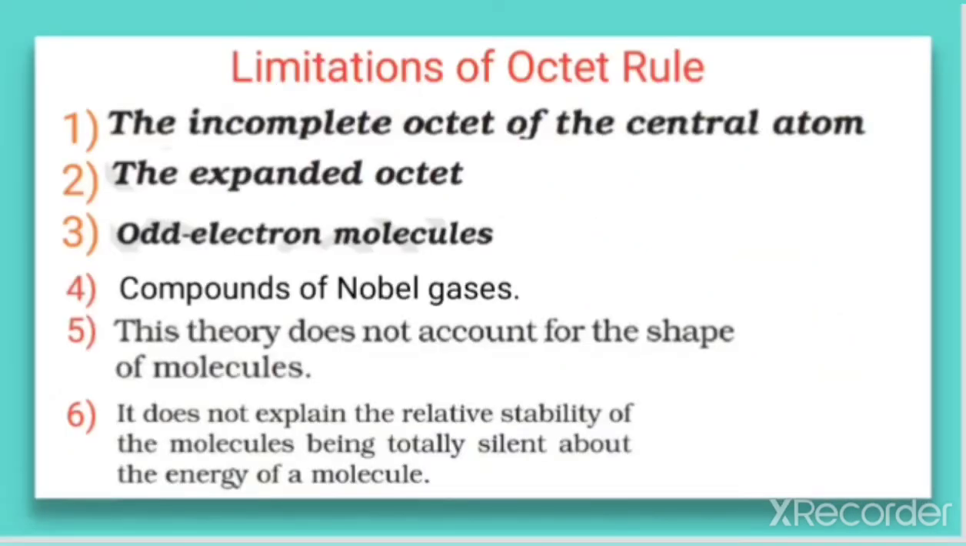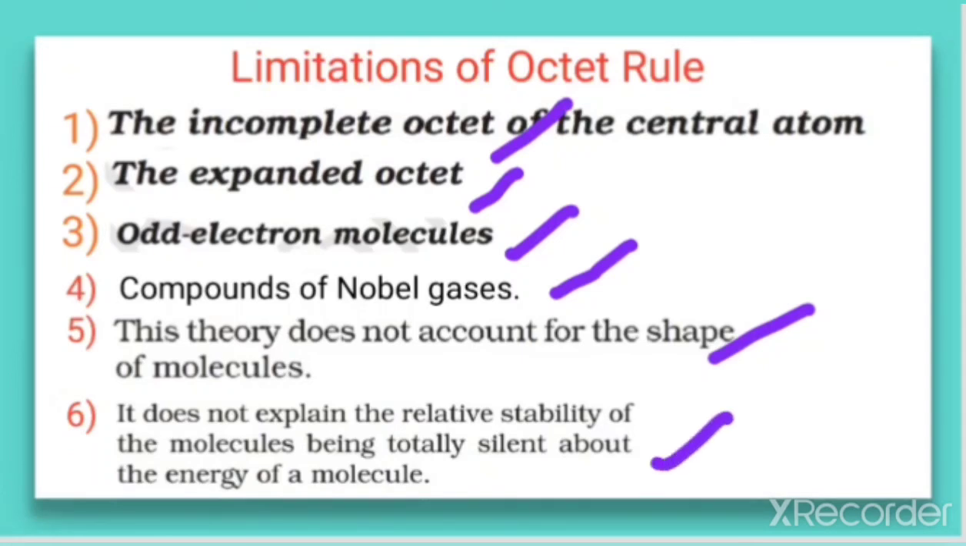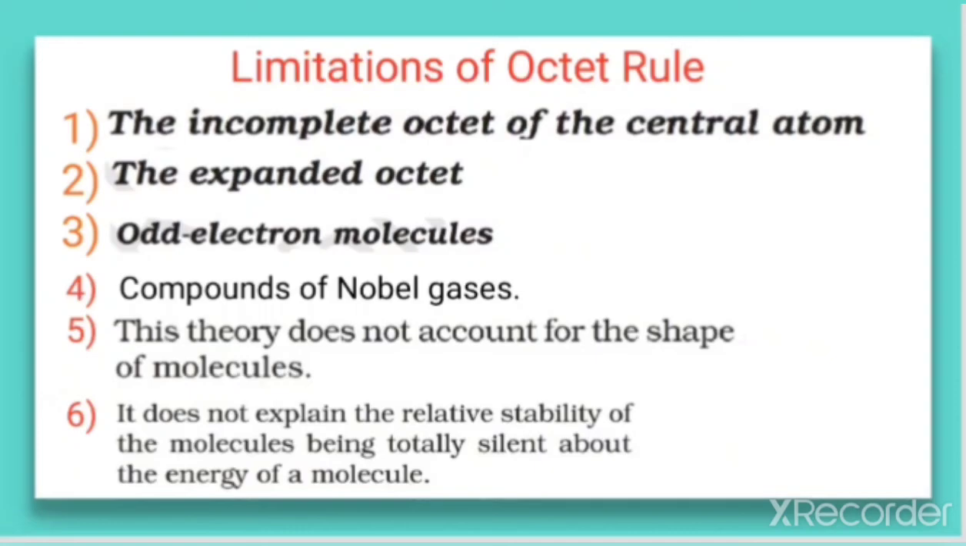Even though the octet rule is applicable for most of the examples, it shows a limitation for some examples, like compounds having an incomplete octet, compounds having an expanded octet, molecules which have odd electrons, and compounds of noble gases. And it does not explain the shape of the molecule, that is also one of the limitations, and it does not explain the relative stability of the molecule. So these are the limitations of the octet rule.